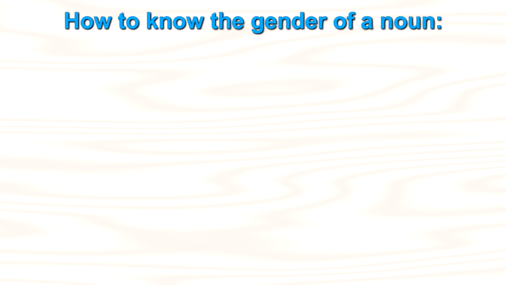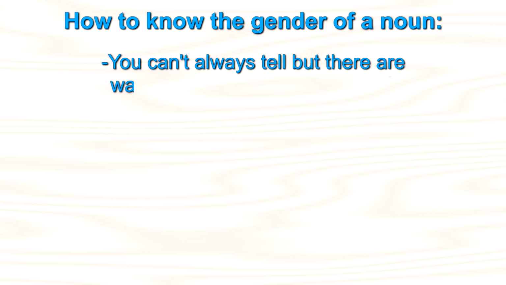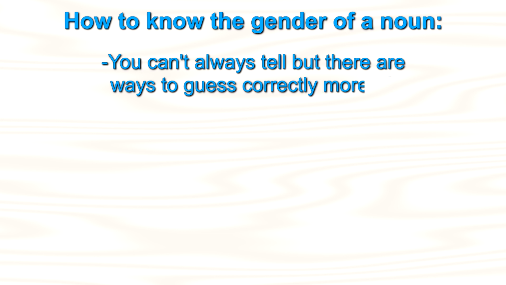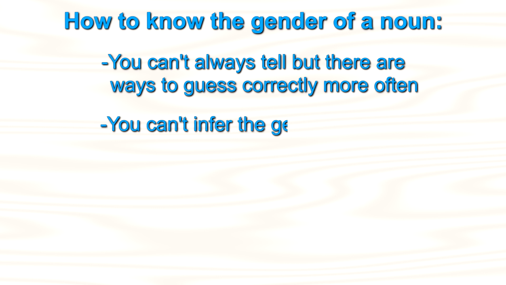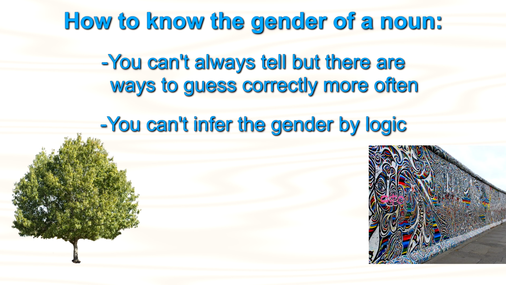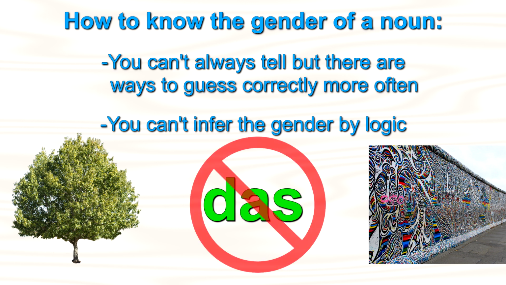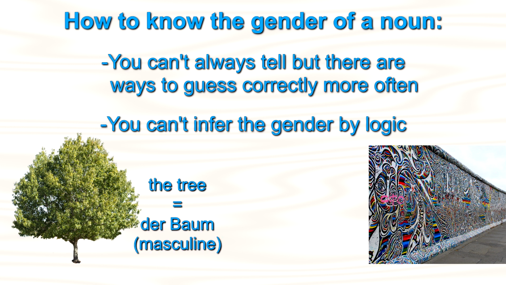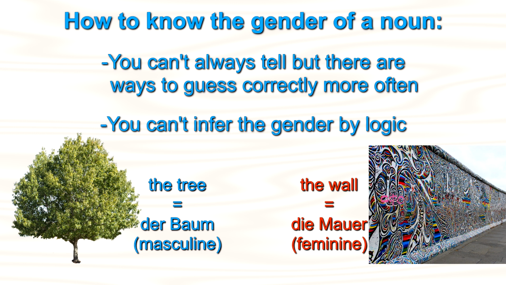Now let's talk about some ways to figure out which gender a noun has. Sadly, you can't tell 100% of the time which gender is correct, but there are some rules that make you more likely to guess correctly. To get one thing out of the way, you generally can't infer the gender of the noun by the logic of which gender makes intrinsic sense. So, for example, a tree or wall are gender-neutral objects, but neither of them get the gender-neutral article in German. Tree is masculine, der Baum, and wall is feminine, die Mauer.